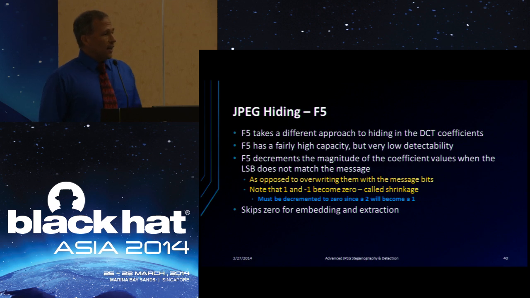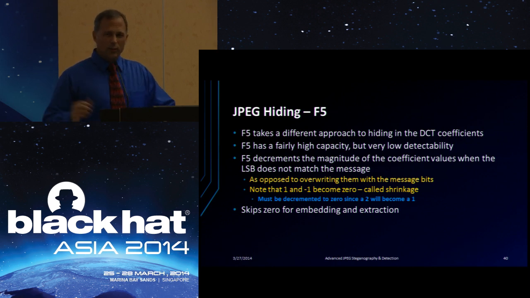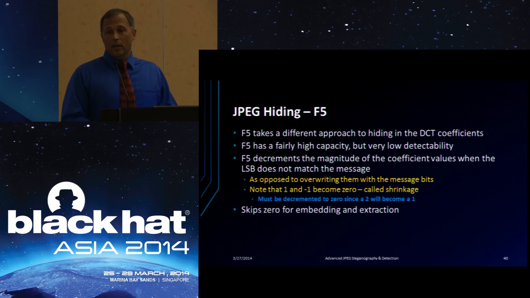We have F5. F5 has probably been one of the toughest ones to crack. I think it came out in the early 2000s, 2002, 2003, somewhere like that. And it took about 5 years before researchers figured out a good way to detect stuff in F5. So it does a number of things. It's really sophisticated and it's really cool.